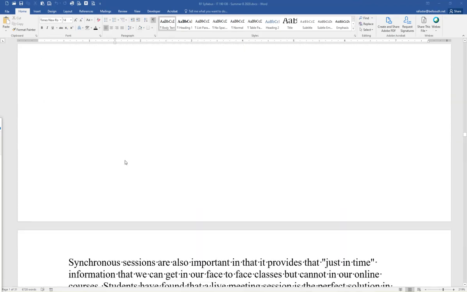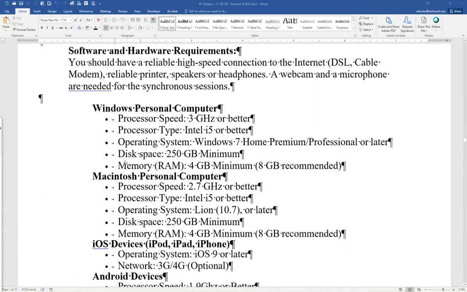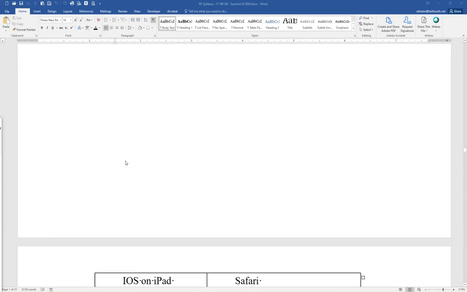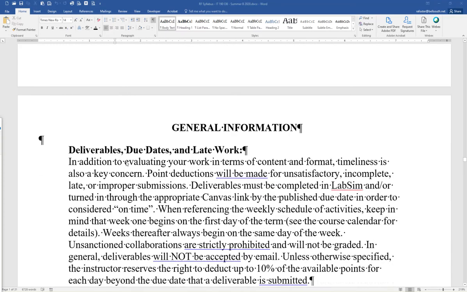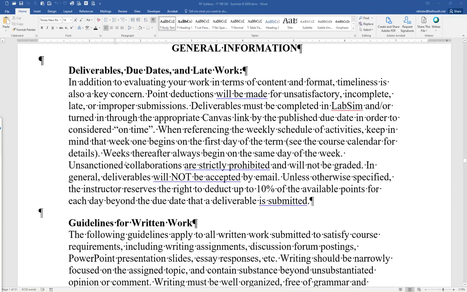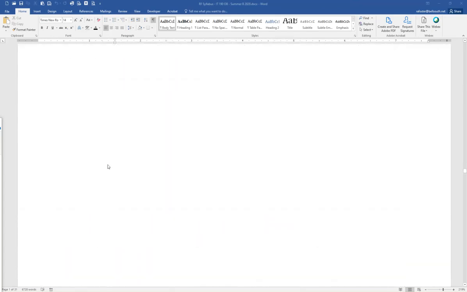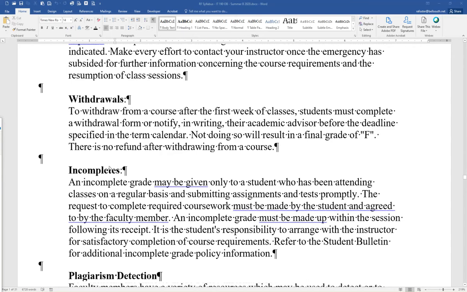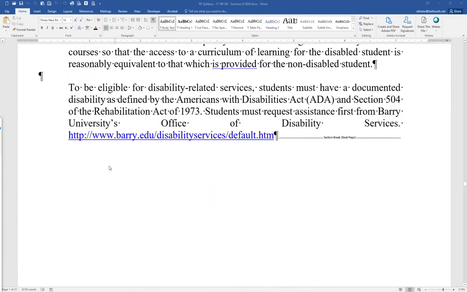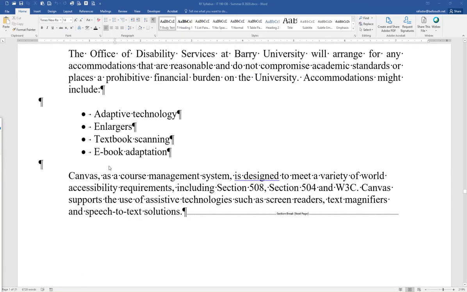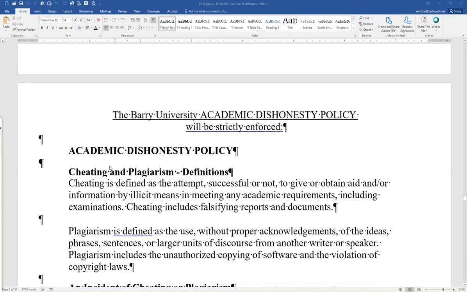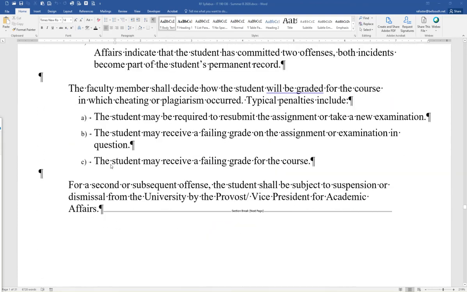So we have basically the same stuff here: hardware, software, general information, and late work. You can look at that on your own, and if you have any questions on that, it's there. Okay, we're going to get to the work eventually, when we get through all this mumbo jumbo.